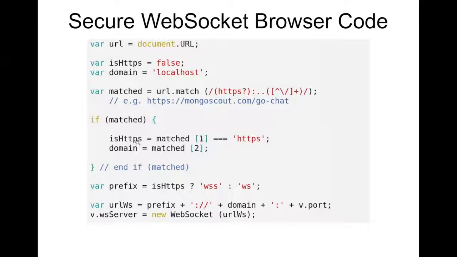Once it's matched, it's going to set is it HTTPS accordingly. In other words, is that really an S or not? It's going to pick up the domain, and then it's going to build this prefix. And if it is HTTPS, now you want to use the WSS protocol as opposed to WS. And so the URL that we're going to build is going to have this prefix ://, and then the domain, a colon, and then the port, and then we're going to submit that to WebSocket. And now we can communicate.